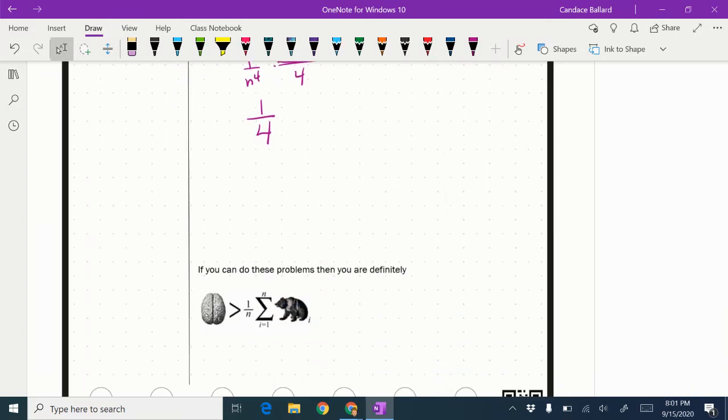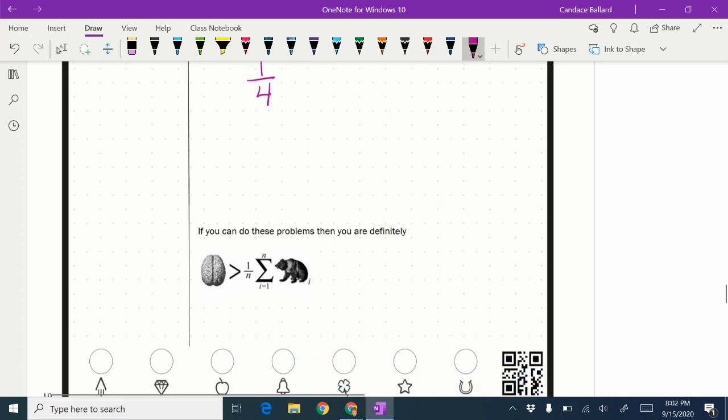And then, you know I borrowed these notes, if you can do these, what this means is that you are smarter than the average bear.